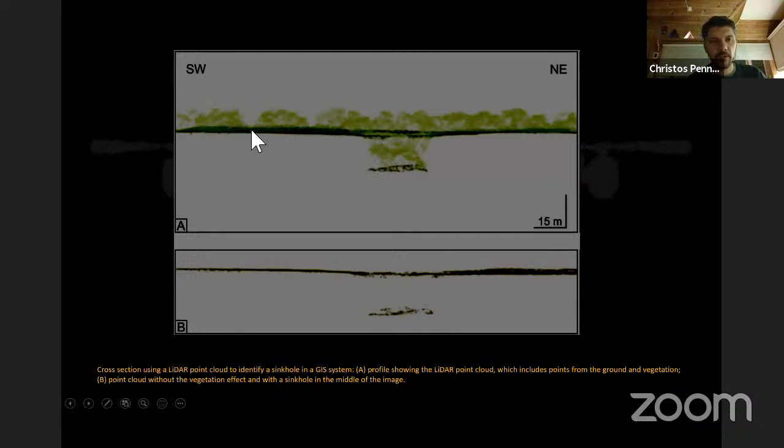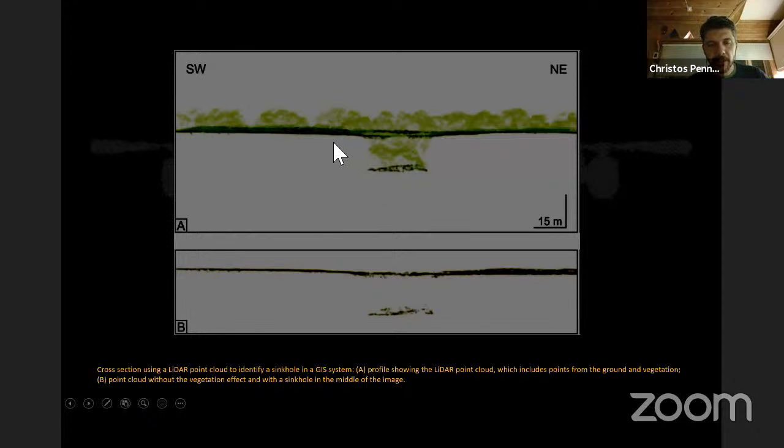So here on the top of this image, you can see a cross section using the LiDAR point cloud. You can see the canopy, the vegetation, and one can also observe the ground. But the interesting thing is that in the middle of this cross section, we can identify a sinkhole, a collapsed doline, and we can also detect some vegetation popping out from the bottom of this doline.